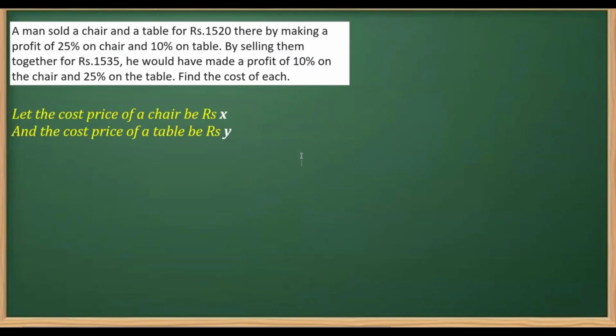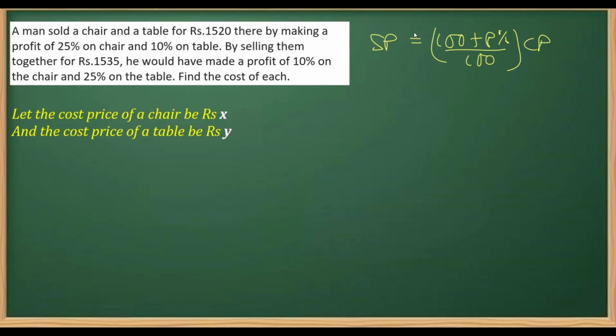We'll be writing, let the cost price of a chair be X. I took the cost price of the chair as X and the cost price of the table as Y. And you must be aware of this relation that selling price, SP. How do we get selling price? In case of a profit, it is (100 plus profit percent) over 100, multiplied by the CP.